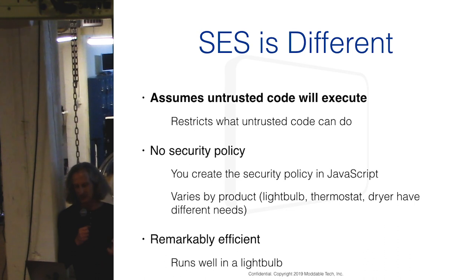And so the cool thing is you build the security policy in JavaScript. And each product gets its own security policy based on what it needs. A dryer needs something different than a light bulb. This is super cool because we don't have to wrestle about what the policy should be. We just have the mechanisms to do it yourself. And we know that they work. The other thing that is great is it's remarkably efficient. As I'll show you, we can take this security system and run it in this $18 light bulb.